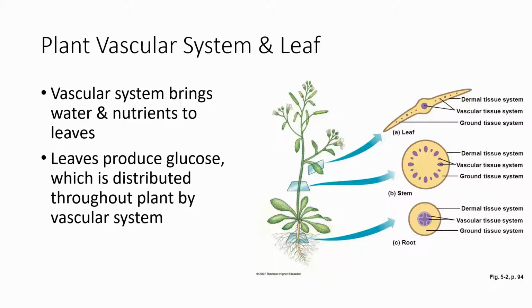Plant vascular systems are necessary to bring materials to the leaf. They're what bring any mineral nutrients, water, and water is needed for photosynthesis as well as transpiration. Then those leaves are going to be the site of making glucose, and to support all the other cells in the plant, they are going to have to transport that through the vascular system to everything else.